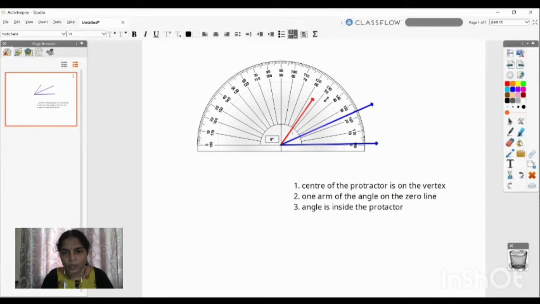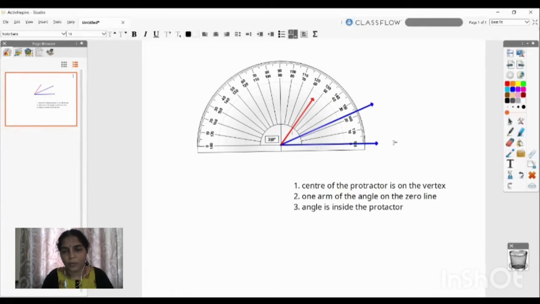Okay. Do you see the zero here? This zero is not on it properly, right? So now it is on proper, zero is on one of the arms. One arm of the angle on the zero line. Now, there is a 0 also, there is a 180 also.